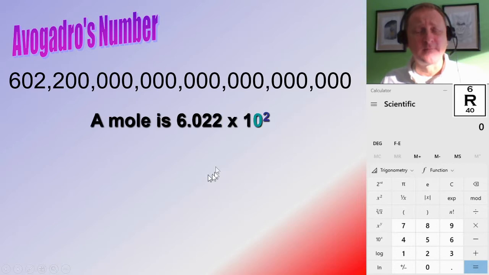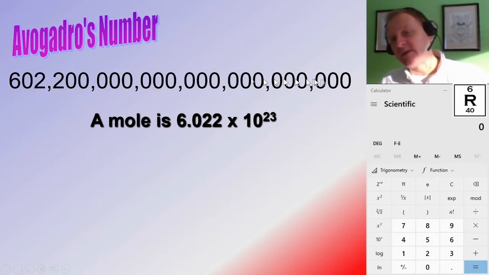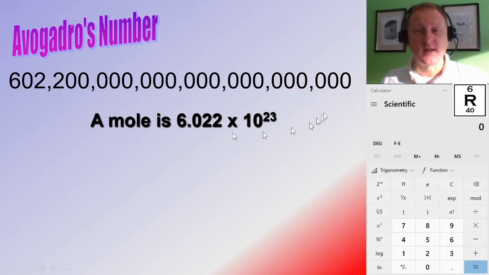This is a really big number. This number is referred to as a mole, M-O-L-E. And instead of writing all these zeros, we put it in scientific notation. Basically the decimal point is over here right now. If we move it over 23 times, so 1, 2, 3, 4, 5, 6, 7, 8, 9, 10, 11, 12, 13, 14, 15, 16, 17, 18, 19, 20, 21, 22, 23, we can just write 6.022 times 10 to the 23rd in scientific notation.